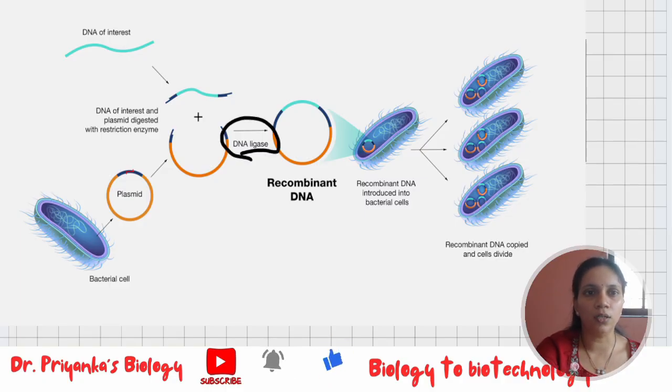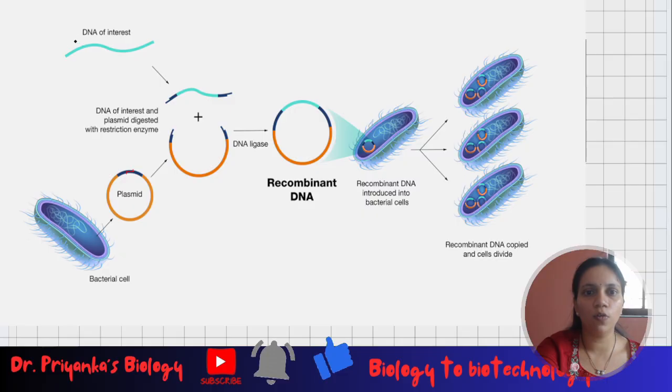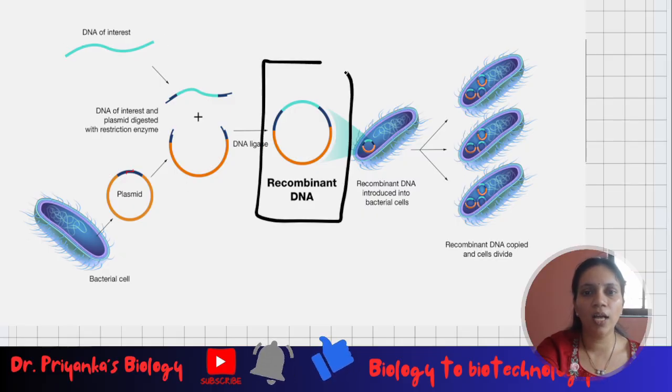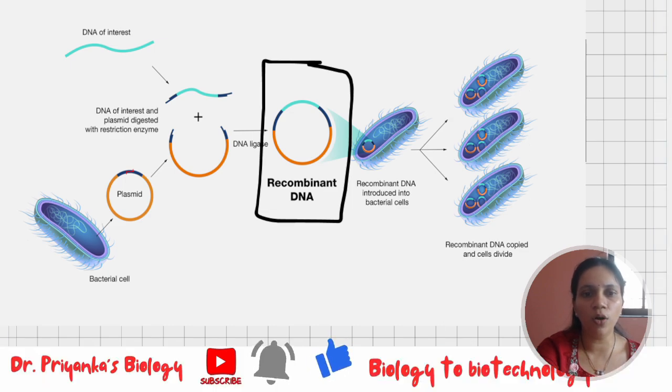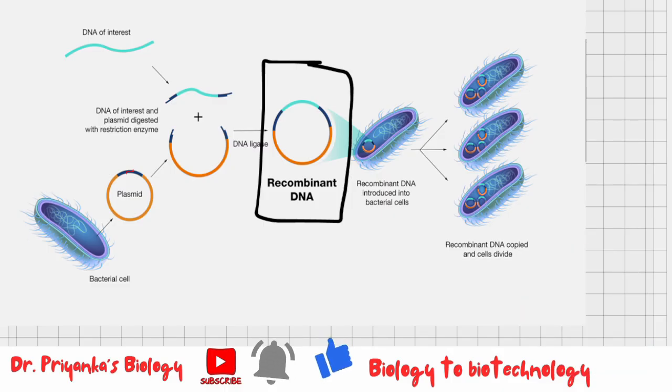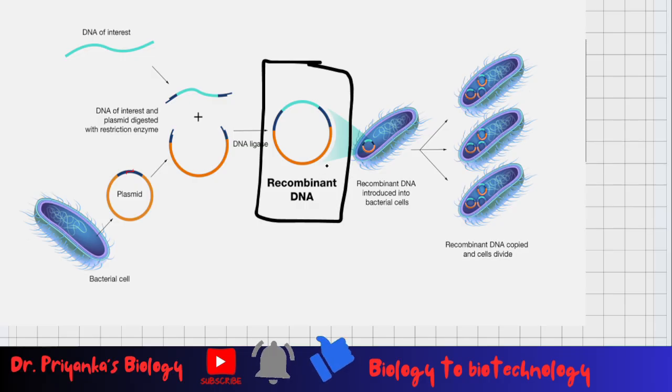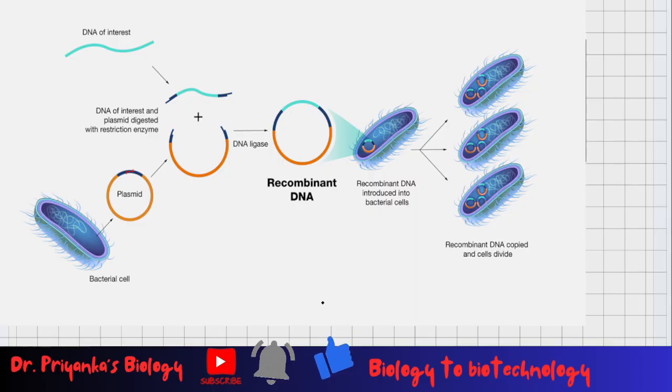So this product of the combination of the gene of interest and the plasmid is called the recombinant DNA. It is the combination of different DNAs. Alright, after this the recombinant DNA is introduced into the host. This host may be some bacterium, for example E.